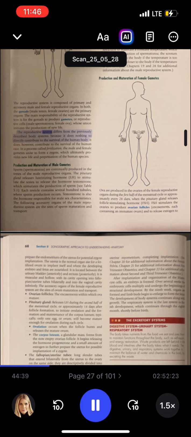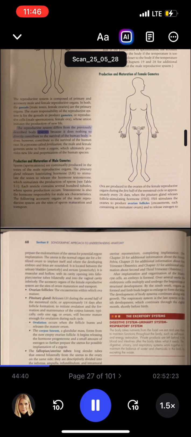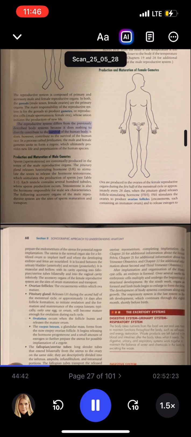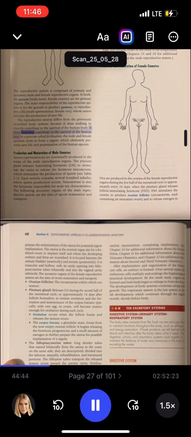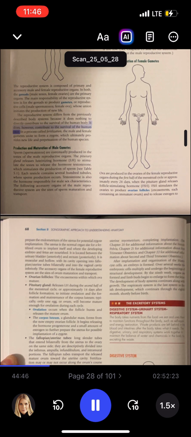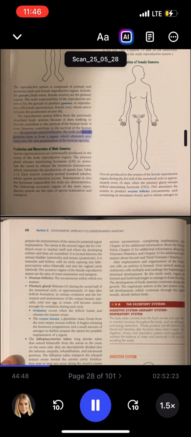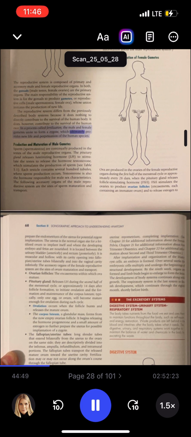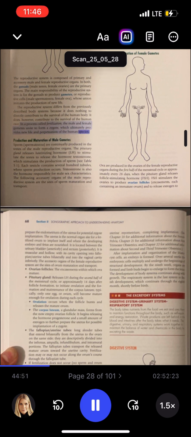The reproductive system differs from the previously described body systems because it does nothing to directly contribute to the survival of the human body. It does, however, contribute to the survival of the human race. In a process called fertilization, the male and female gametes unite to form a zygote, which ultimately provides new life and perpetuation of the human species.